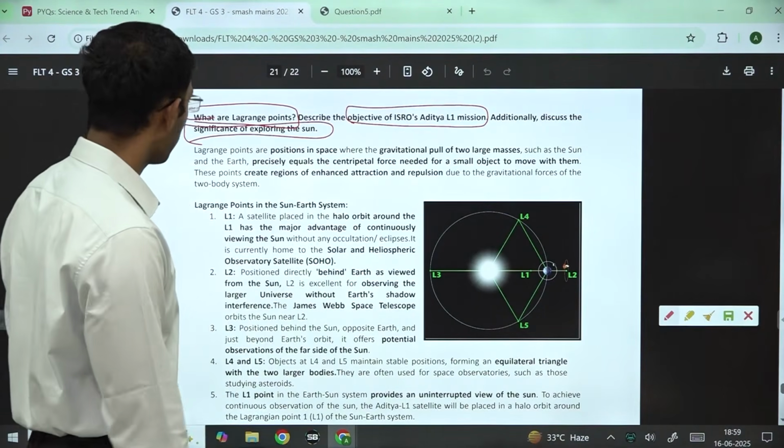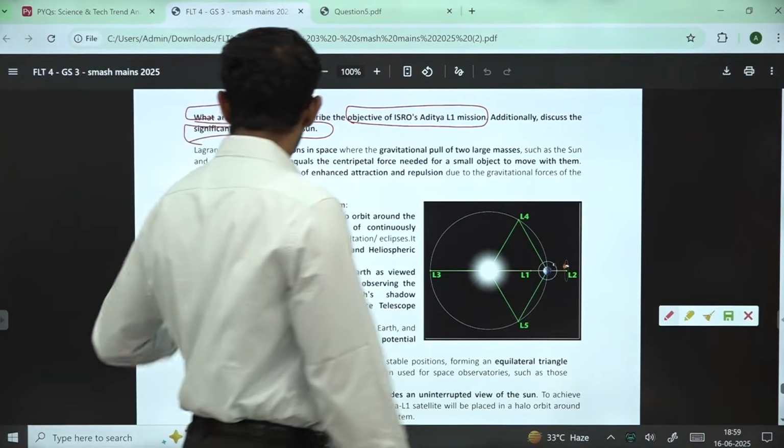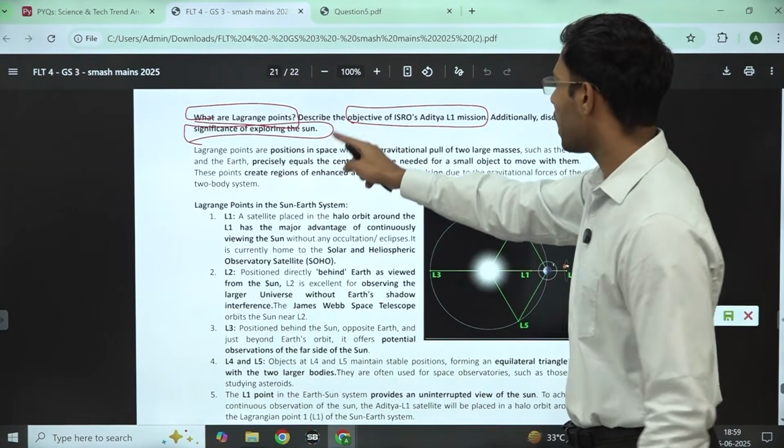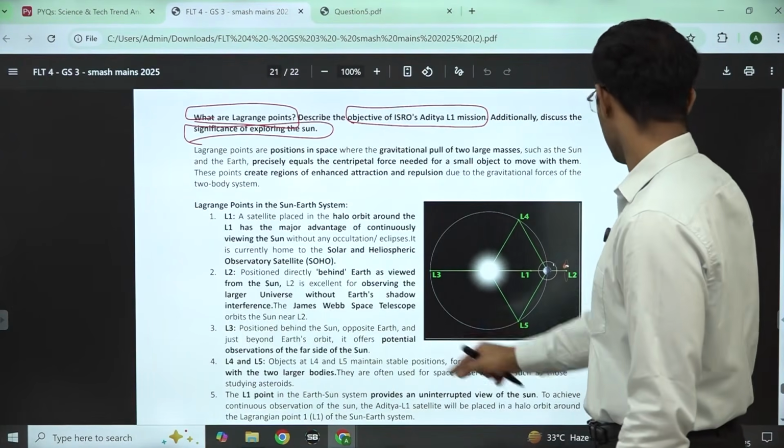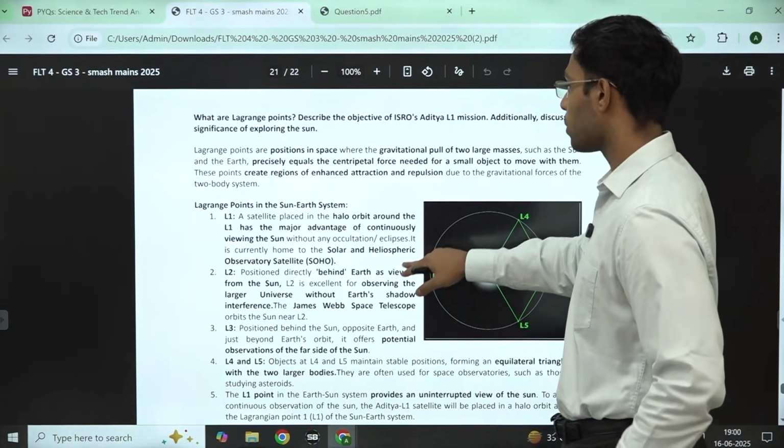Now, this is a question that even I have written. I'll show you the answer. But it is very easy to answer this question. Just break down the dimensions. For example, what the Lagrange points are, as mentioned here. The objectives of Aditya L1 will be given below, and then the significance of exploring the sun is given.